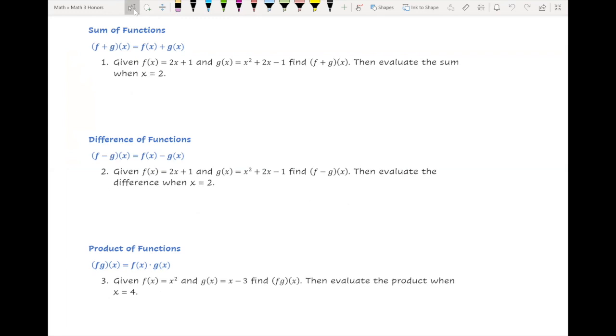Hi everyone, today we're looking at combinations of functions. We're going to add, subtract, multiply, divide different functions instead of numbers. I'm going to start off with a sum. We are going to add two different functions.